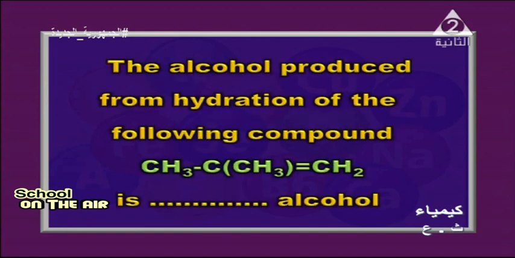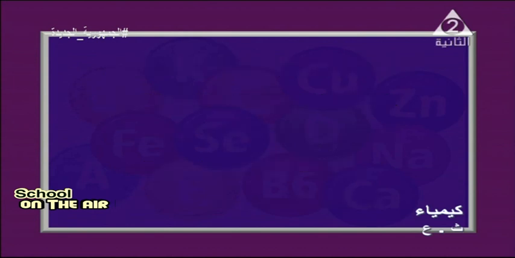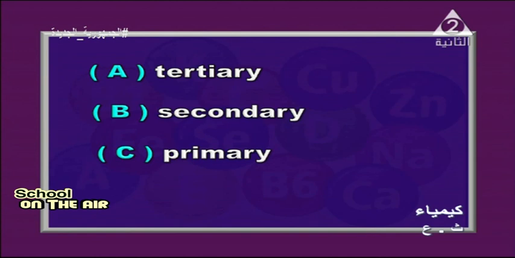Next point. The alcohol produced from hydration of the following compound, CH3, CH3, double bond, CH2, is what kind of alcohol? Here, when adding water to this compound, hydration, we are going to obey Markovnikov's rule, that we put the hydrogen on the carbon-rich in hydrogen and the hydroxide on the carbon-poor in hydrogen. So the kind of alcohol here, tertiary or secondary or primary or dihydric? Yes, it will be tertiary, as the carbon attached to the hydroxyl group has no hydrogen attached to it.